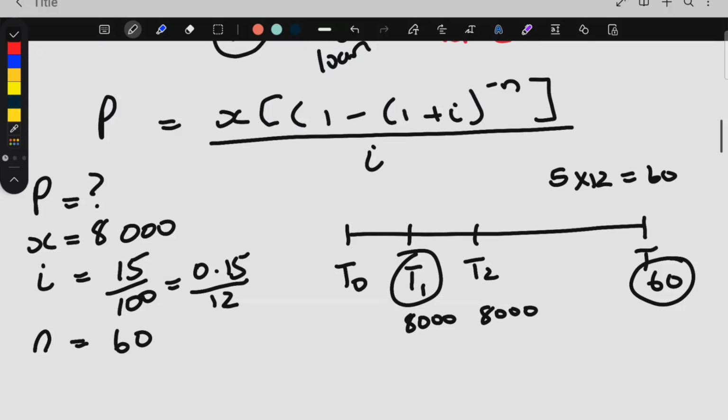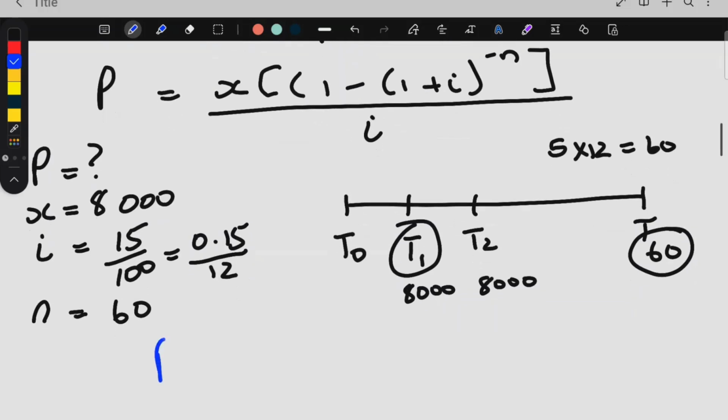And now I go substitute all of this into my formula. Eh? So I'm going to write my formula again, but now I'm substituting. I don't know what P is. This X is 8,000, so 8,000.